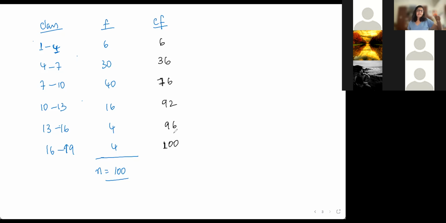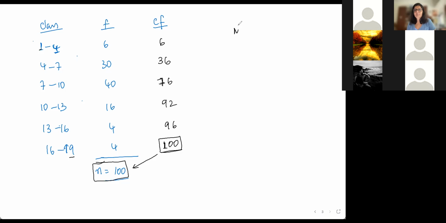Once you calculate cumulative frequency, all of my data is fitting from 1 to 19, right? So the final value that you get for cumulative frequency should always match the total number n that you get over here. If these two are not matching, there is some calculation mistake you've made. You can stop there and correct that. But if these two are matching, then proceed.